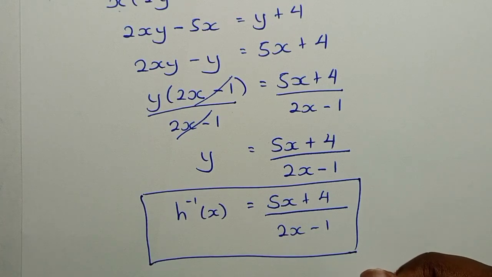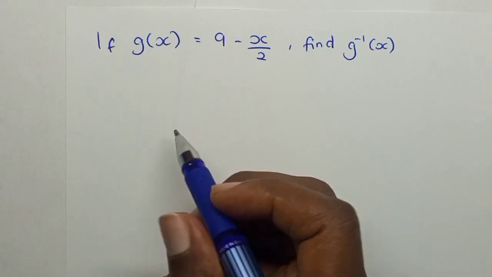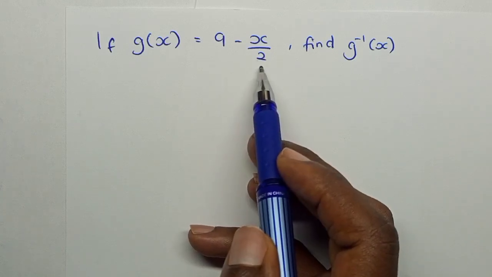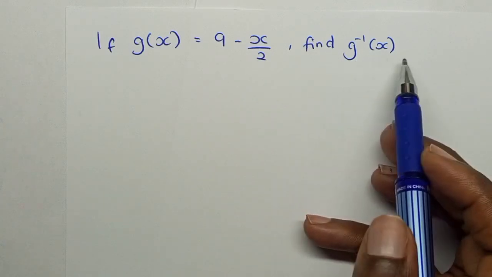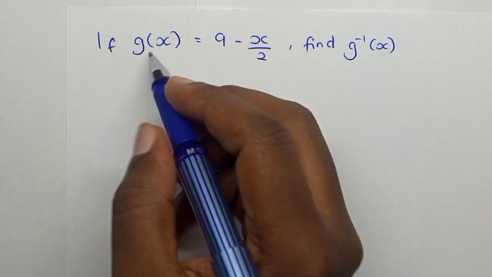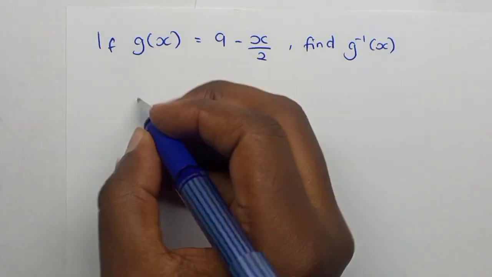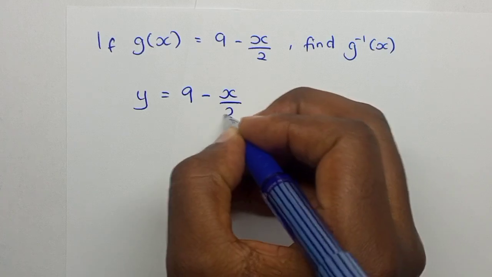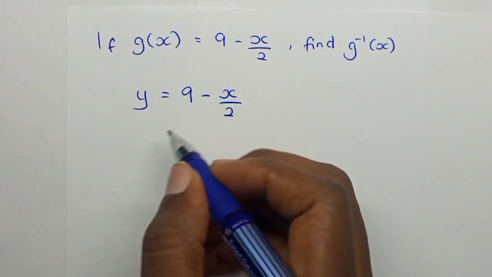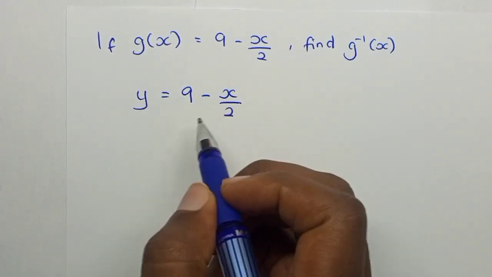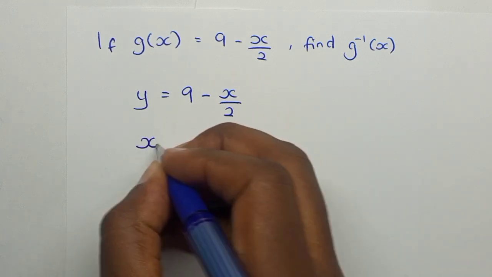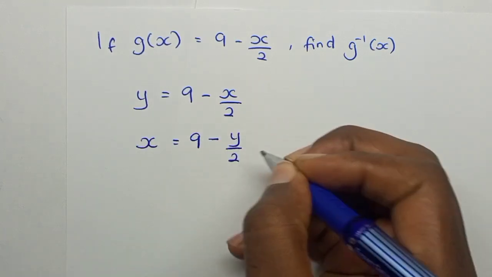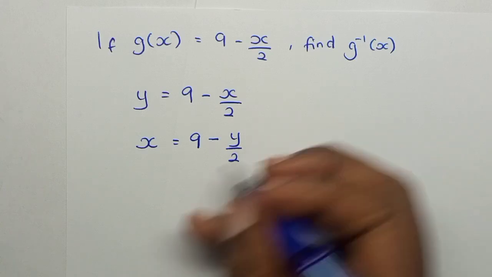Let's look at the last example. If g of x equals 9 minus x over 2, find the inverse of g of x. So first what we do is we equate g of x to y. So y equals 9 minus x over 2. Then y and x switch places. So this will be x equals 9 minus y over 2. Now we need to solve for y.